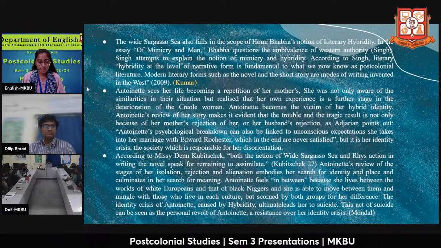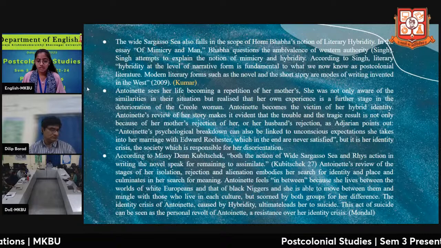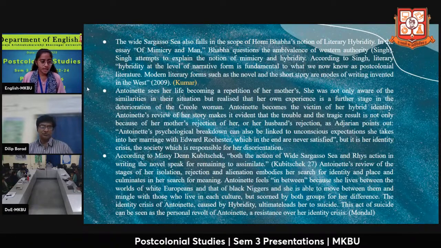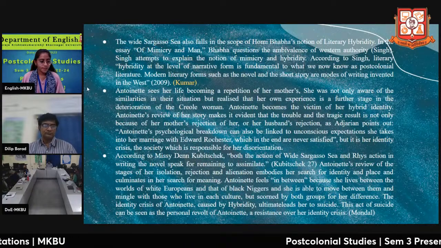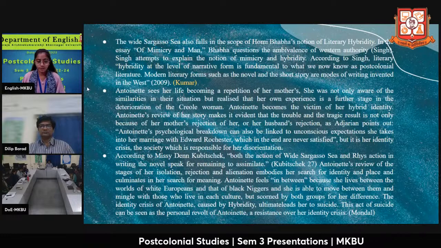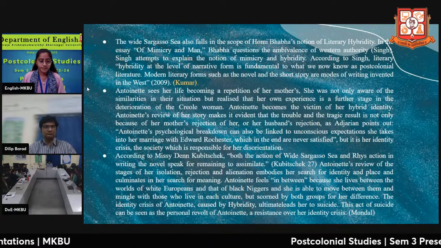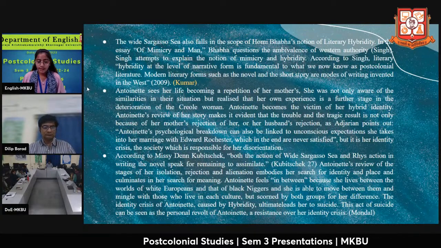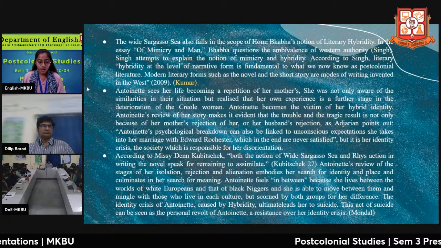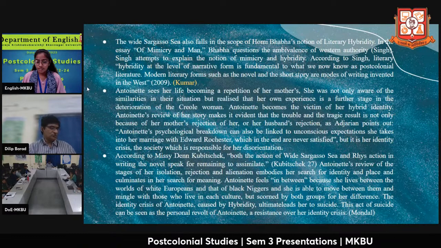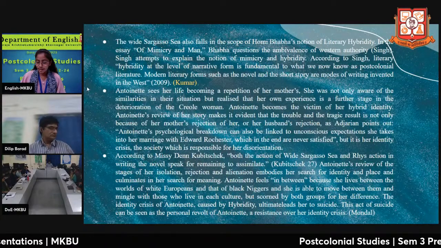a refusal to assimilate. Antoinette's review of the stages of her isolation, rejection, and alienation embodies her search for identity and place and culminates in her search for meaning. Antoinette feels in between because she lives between the world of white Europeans and that of black Negroes, natives, and she is able to move between them and mingle with those who live in each culture. But she is scorned by both groups for her difference. The identity crisis of Antoinette is caused by hybridity and ultimately leads her to suicide. This act of suicide can be seen as the personal revolt of Antoinette, a resistance over her identity crisis.